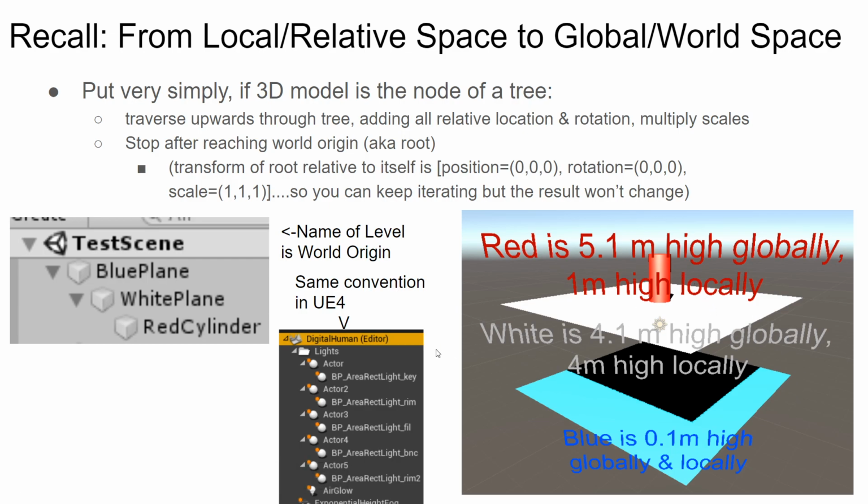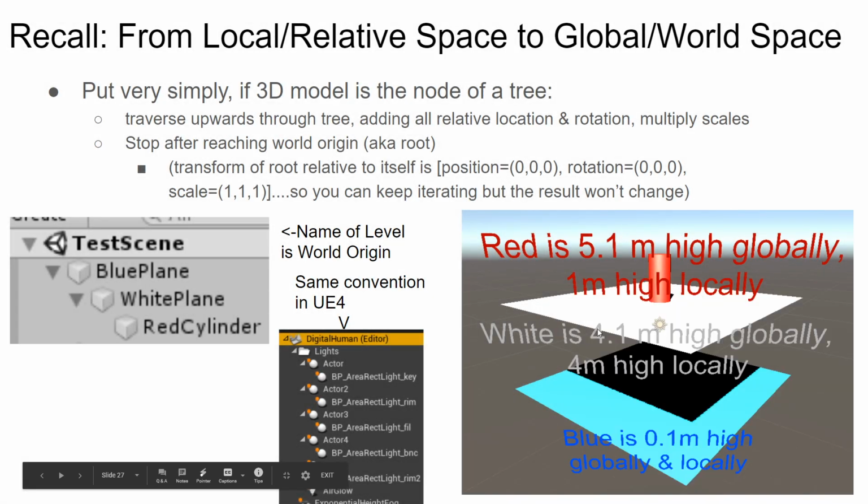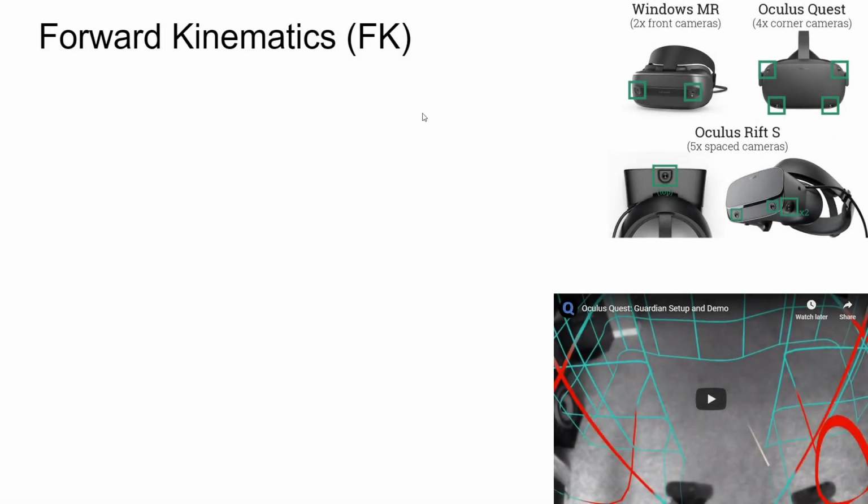Because remember, we just add the locations. In this case, we're only worried about height. And then the red cylinder is 1 meter higher than the plane, which means that it's 5.1 meters high globally. So hopefully that makes sense, especially now that you've done the assignments. But we have some issues.